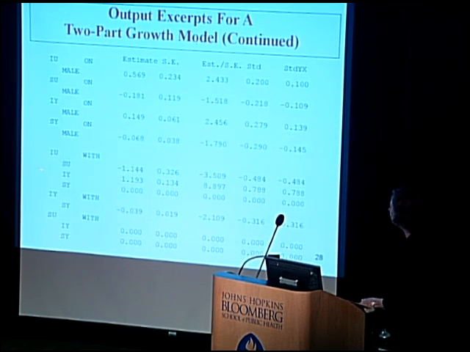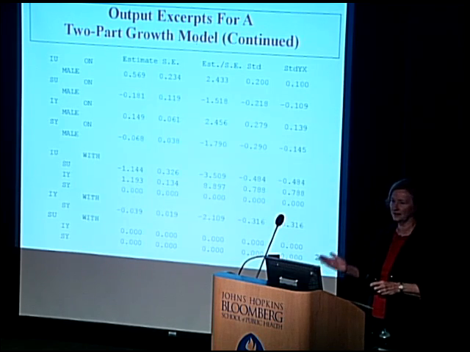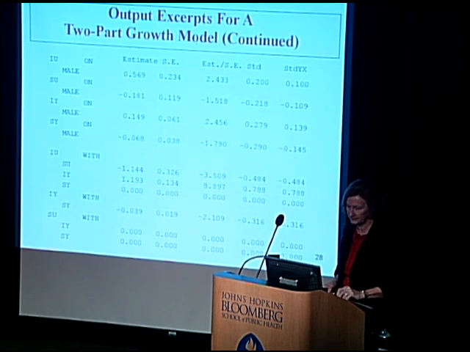If you look down here at the IU with IY, the two intercept growth factors, the intercept growth factor for the binary part and the intercept growth factor for the continuous part, have a fairly high, significant covariance. And this is possibly partly due to the fact that the two parts of the variable come from one variable.